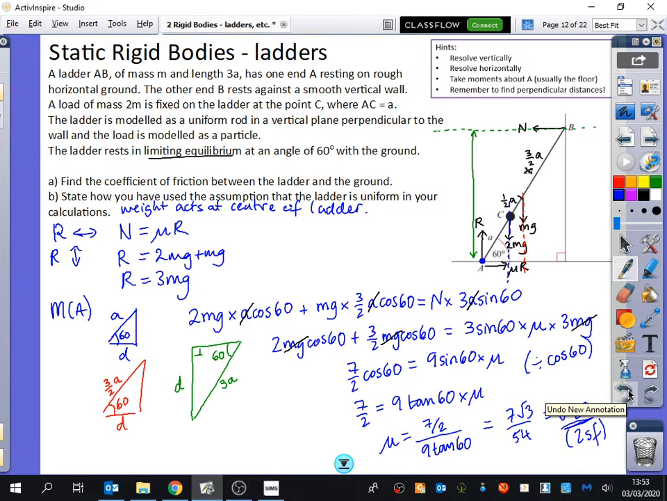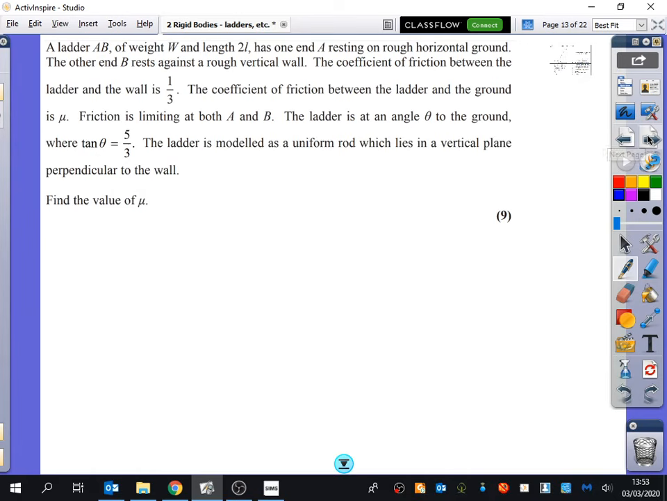Okay. So I'm going to do the last ladder question, then you'll do a little bit of practice, and then we'll do some hinges problems. And then on Thursday we're going to do a bit of practice, and then we'll move on to our very final mechanics topic, which is only a 2-lesson topic. Okay? So, here we go.